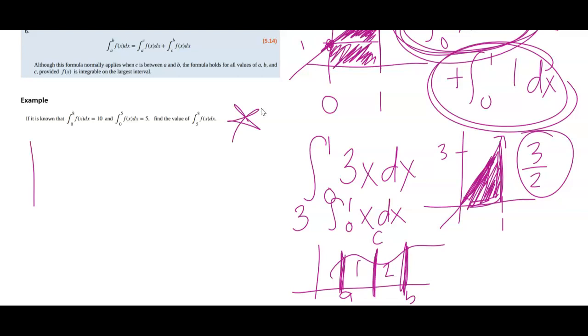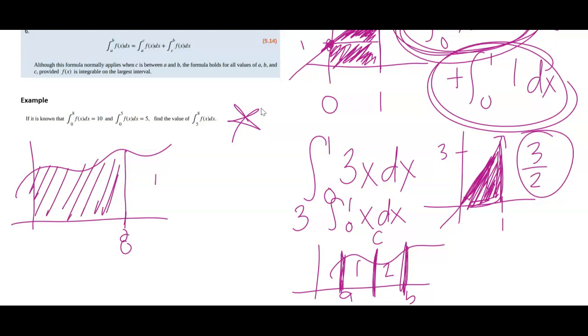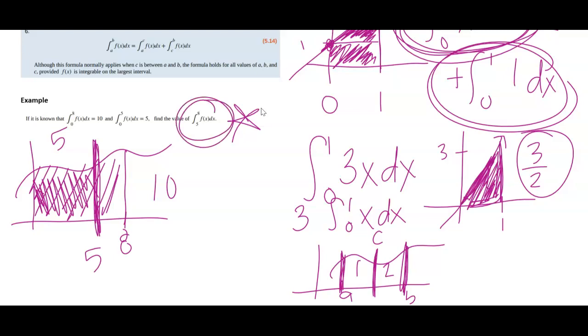So let's say that I know the area between 0 and 8 of some function, between the function and the x-axis between 0 and 8. So this area is 10. Well, let's also say that I know that the area from 0 to 5 is 5. Well, then the only way I can get to a total of 10 is if the integral from 5 to 8 is also worth 5.